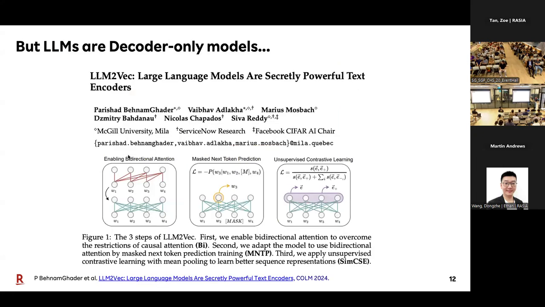All right. So as I said, LLMs or GPT models are decoder only models. But in contrast, we have encoder only models for our dense retrieval or embedding based retrieval, right? So how can we bridge this decoder only model and make it usable in this encoder context?